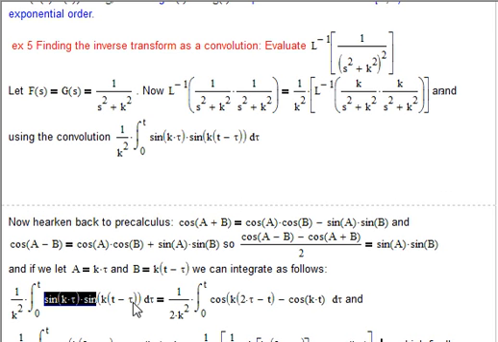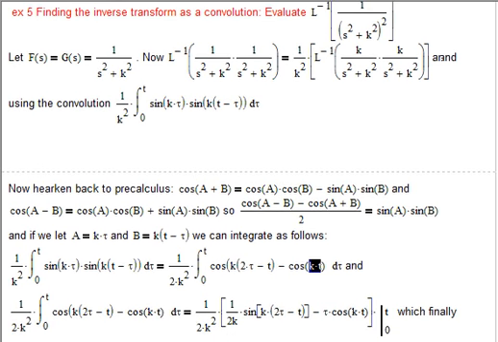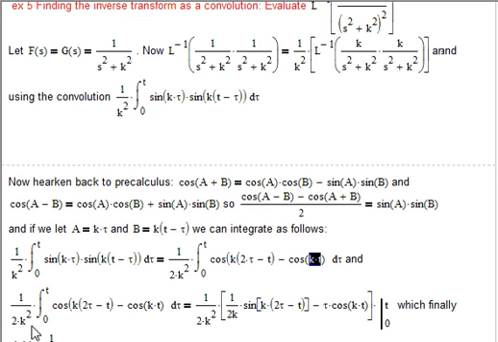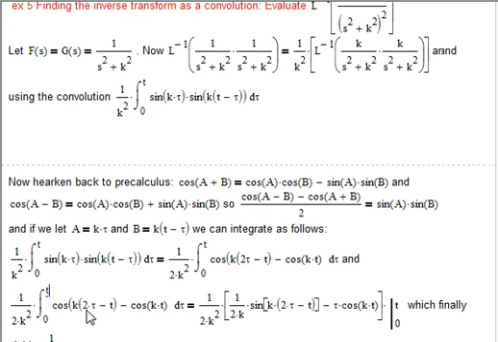Think about it. We're replacing this sine a times sine b, that's the a, that's the b, with cosine of a minus b, that's cosine of this minus this, and that's what that is. And then minus cosine of this plus this. Well, if we add those together, you can see that the k taus will cancel out, so we just get cosine of kt. So now we're getting to a doable integral. So 1 over 2k squared, 0 to t, cosine of k times (2 tau minus t) minus cosine of kt, d tau.